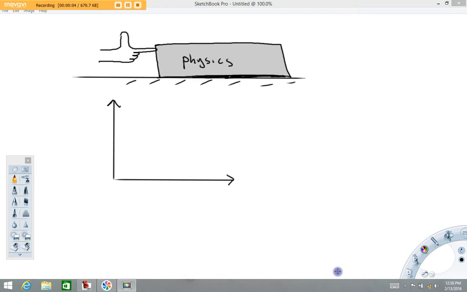The purpose of this video is to introduce you to a concept called coefficient of friction.